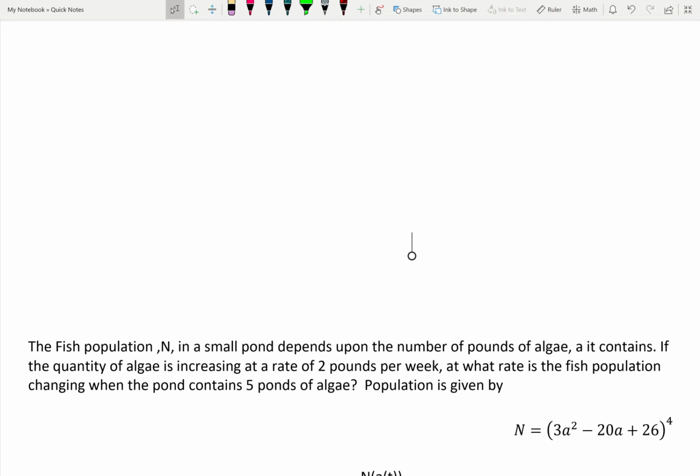So what we're going to do is what we've been doing in every single question, and we're going to be rewriting a and N in terms of t. We're going to relate them to t, okay? Because note that the amount of algae in the pond is increasing as time passes by, which means that as time passes by, the amount of fish will probably be changing as well. So let's take a look at what this looks like.